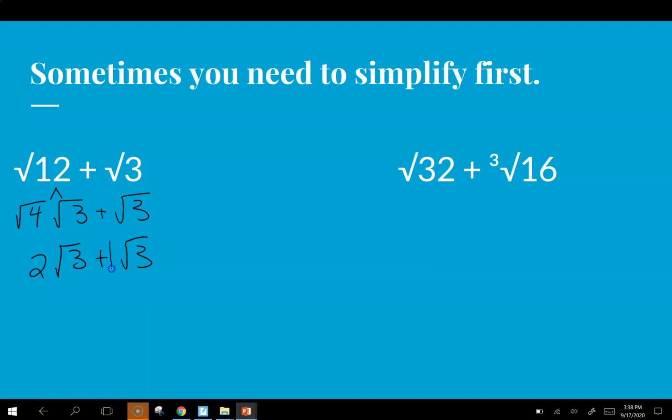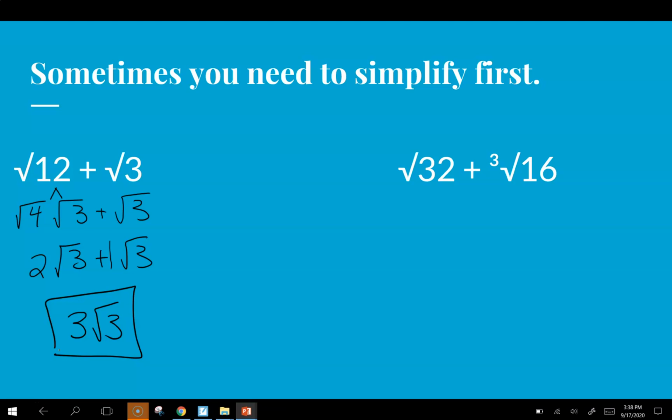Remember, technically there's a 1 right here. They both have a square root of 3, so I can add them together. When I do, I get 3 square root 3 for that problem. All right, so don't say you can't do it until after you have simplified and see what you're working with.